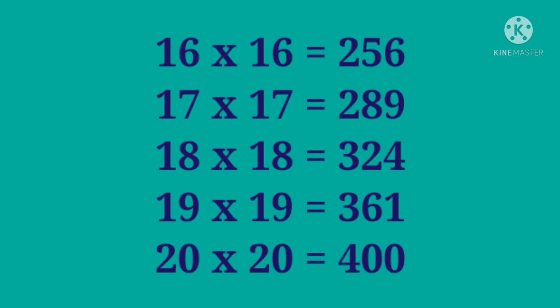So here we have 16 into 16 is 256, 17 into 17 is 289, 18 into 18 is 324, 19 into 19 is 361, 20 into 20 is 400. In the next video we will see from 21.